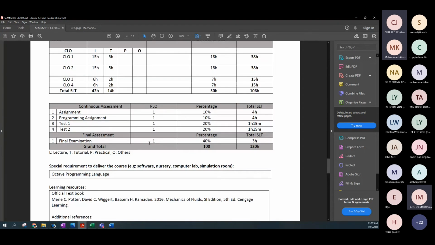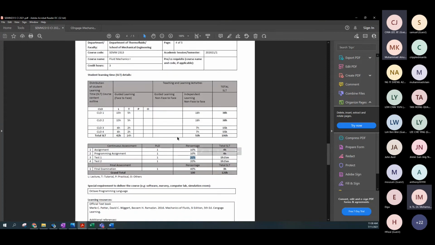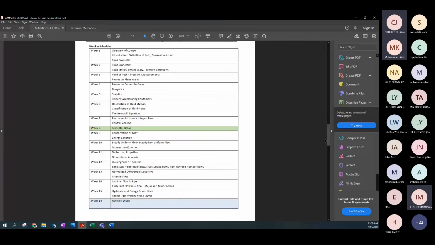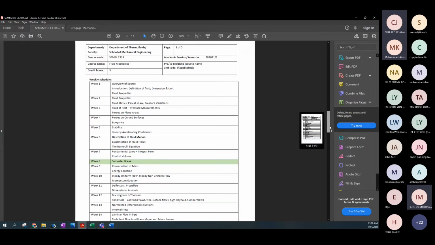I will share the programming assignment with you later, using MATLAB. So please score well in Test 1. Make sure it is more than 10%. Please get around 15%.